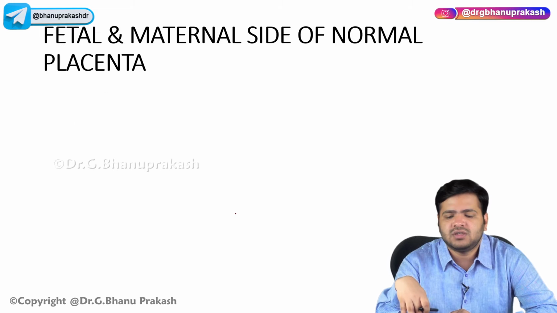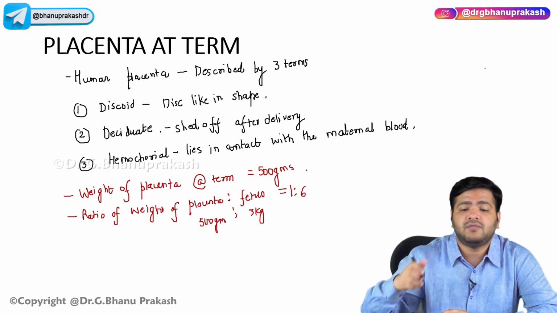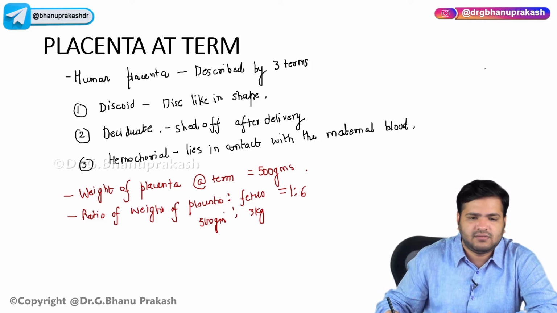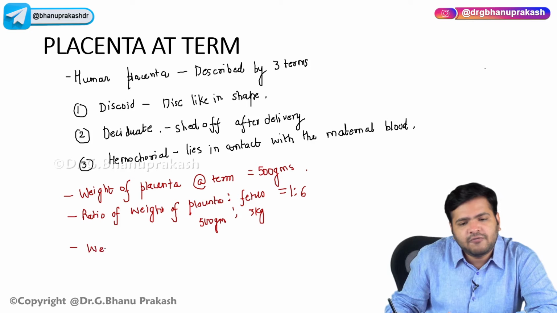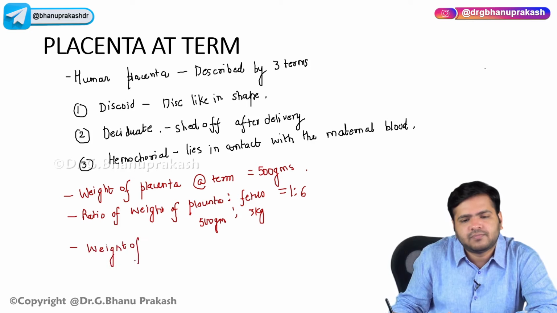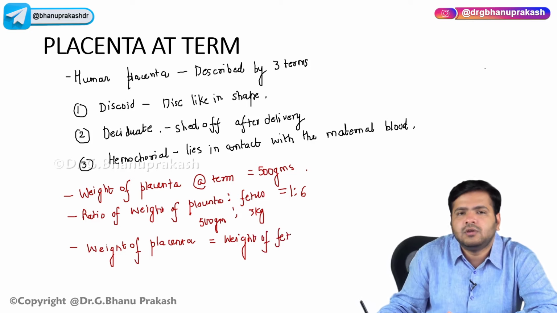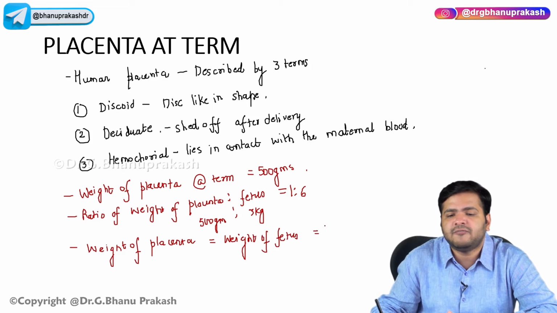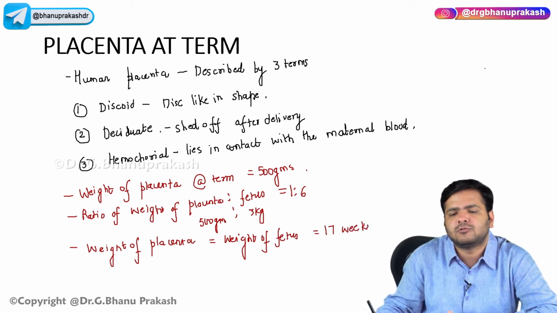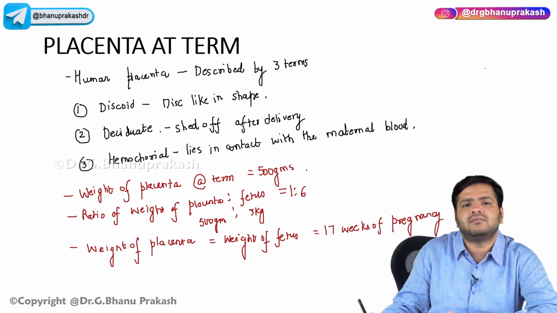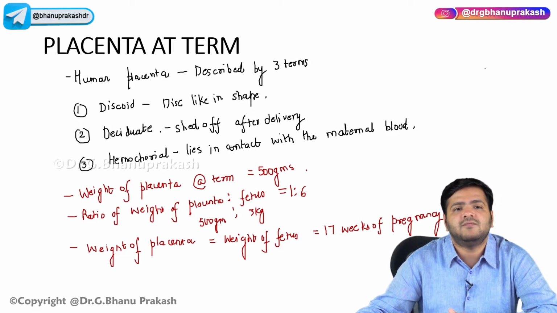Now, there was a question which was asked: when is the weight of the placenta equal to the weight of the fetus? So write down, weight of placenta is equal to the weight of the fetus. It is around 17 weeks of pregnancy.